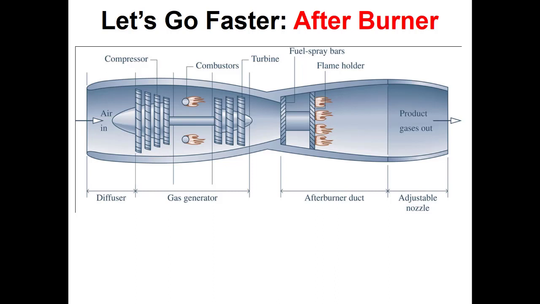The afterburner does just what you might think, in that we burn more fuel here to add more heat. It's a little bit like a reheat cycle inside a normal Brayton cycle or inside a Rankine cycle. We burn more fuel so that we can add more energy into the system. That increases the enthalpy going into the nozzle, and then that gives us more kinetic energy at the exit of the nozzle.